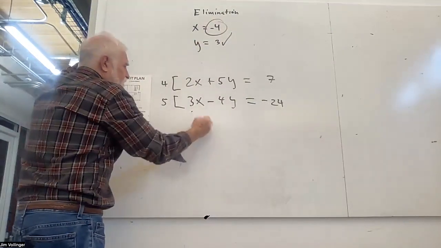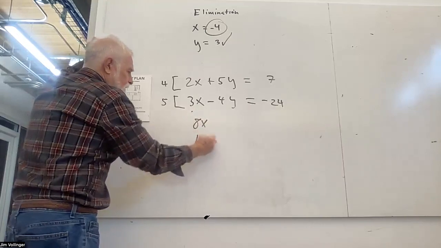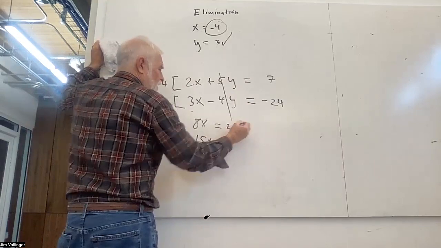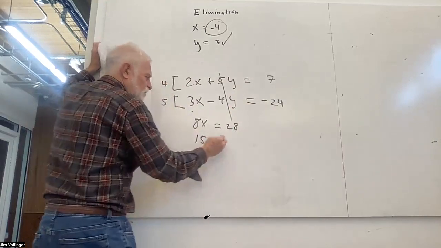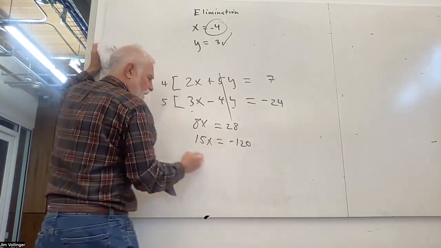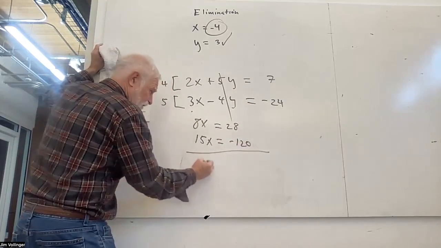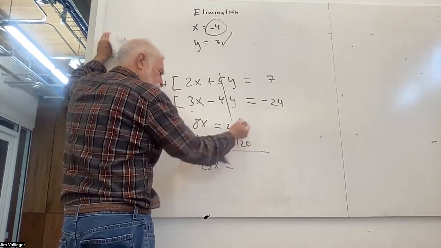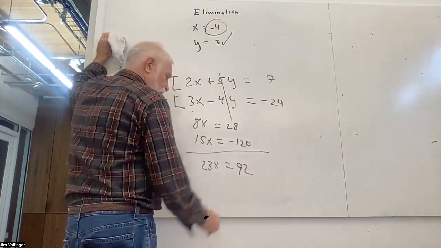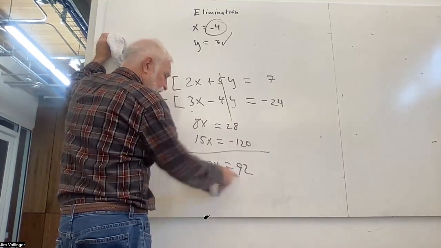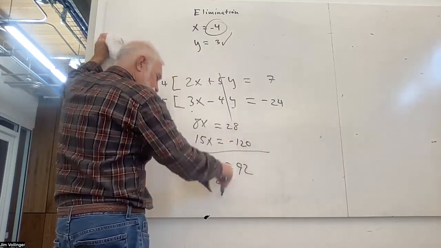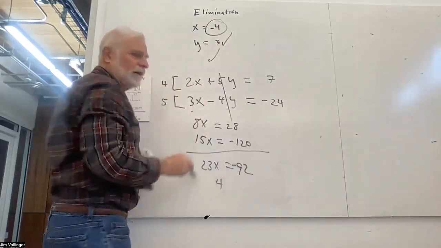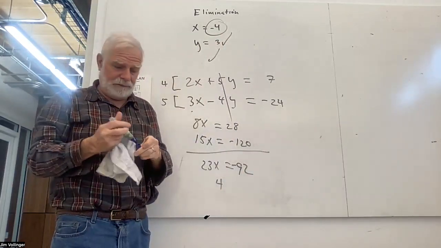So I got 8x, I got 15x. I know that these cancel. Equals 4 times 7, 28. 5 times this, -120. All right, that's 23x again. I like that. Take 20 away and you're at 100, take another 9, 92, and that's 4. 4 times that is that. Ooh, minus. Yeah, I almost made another error. Minus 4. Okay, finally.